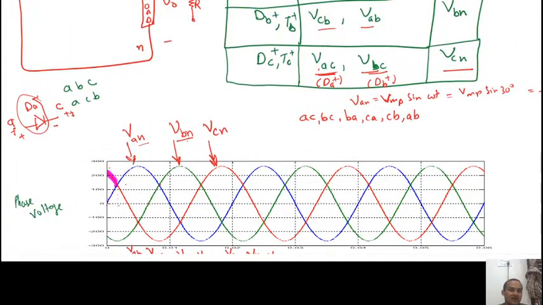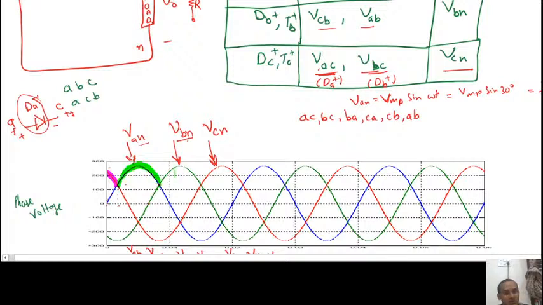Now if A remains turned on, what will be the output voltage here? See here, what will the output voltage be if A is turned on? AN is the output voltage. Let us mark here. So you have got AN.